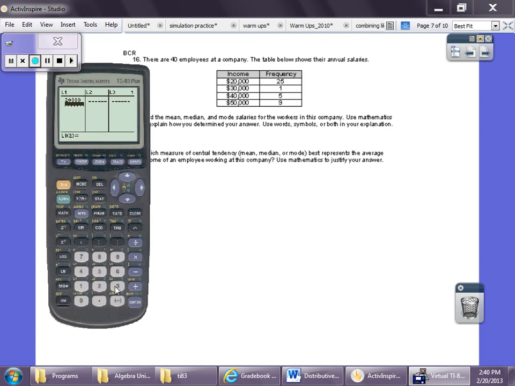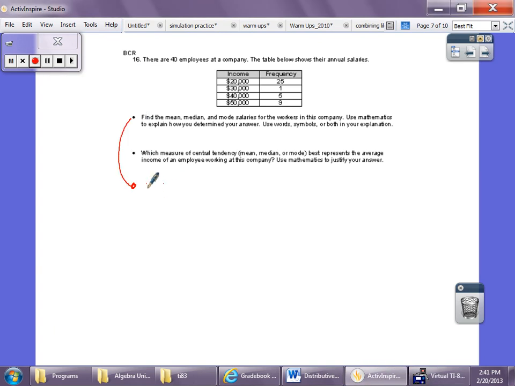20,000. 30,000, 40,000, and 50,000, and we have 25, 1, 5, 9, stat, calc, we want L1, comma, L2, enter. So I know that the mean is 29,500, so the mean is 29,500.